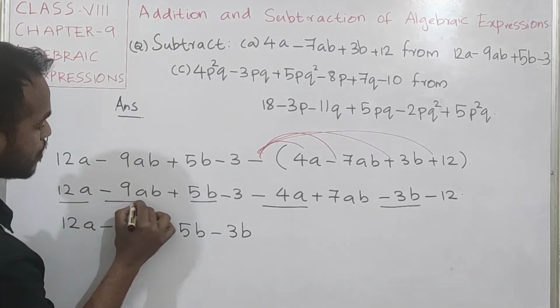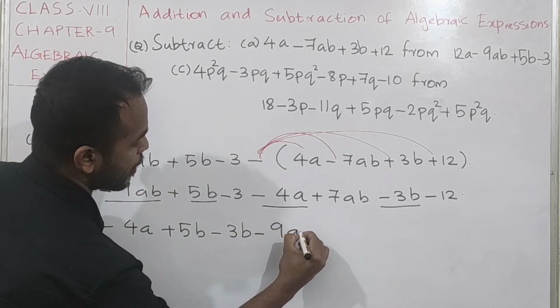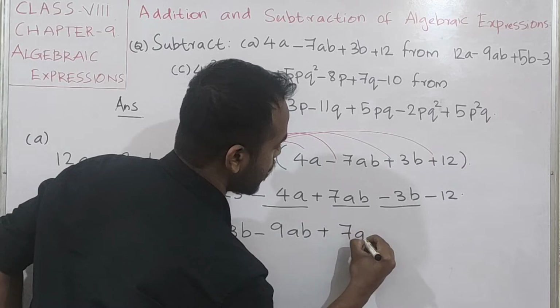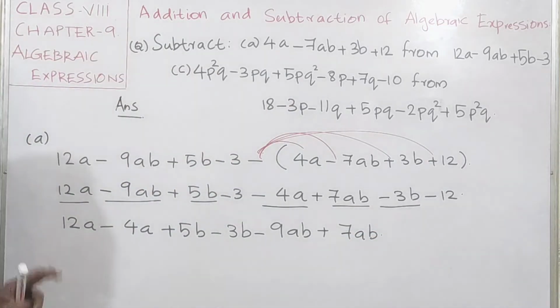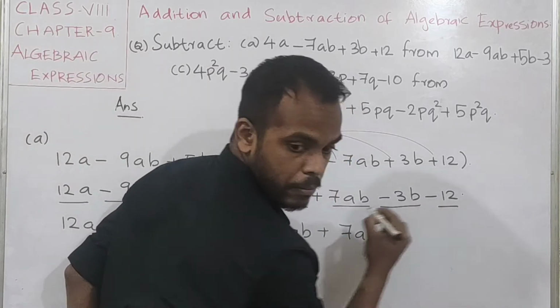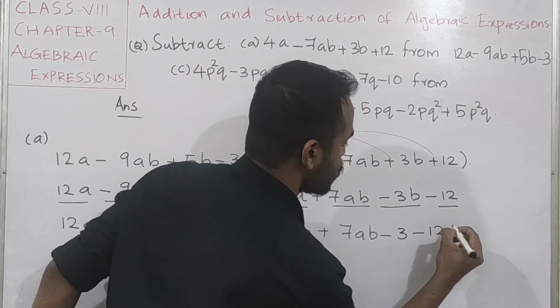Then there is a term with ab. Who is that? Minus 9ab. Then here is a plus 7ab. Now who is remaining? Two constant terms are remaining. Who are they? Minus 3 and minus 12. So I will write here minus 3 minus 12.